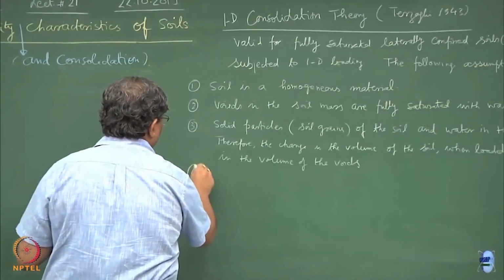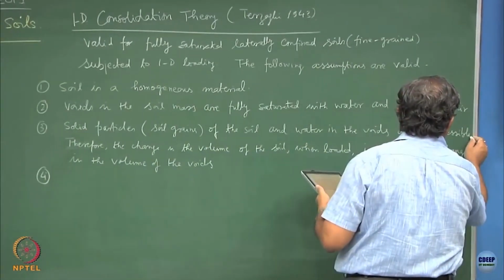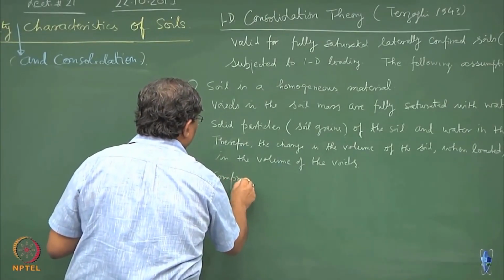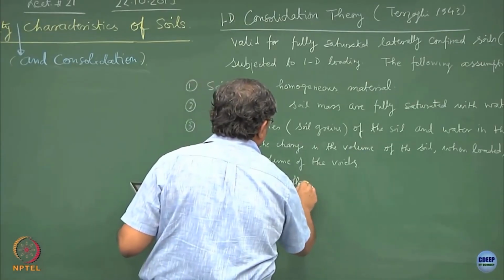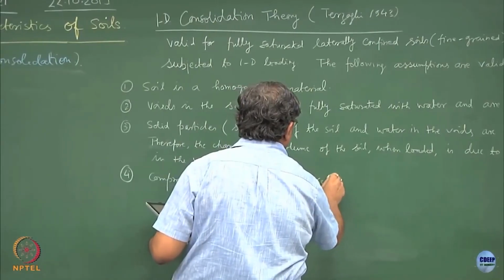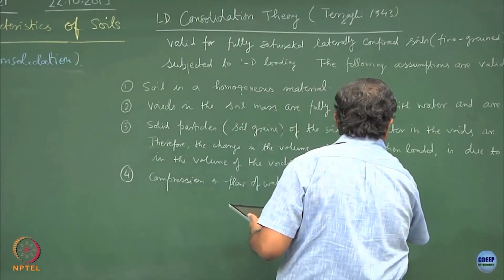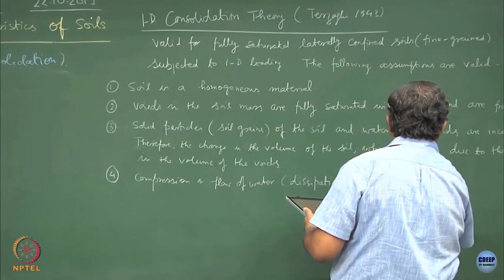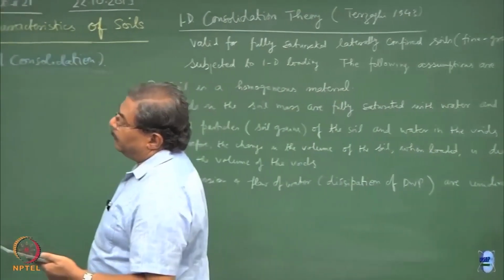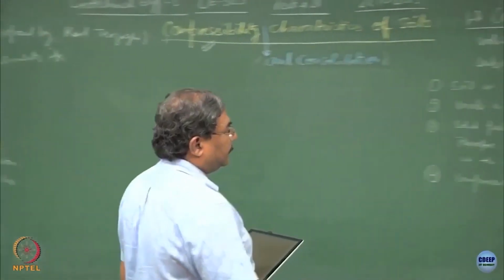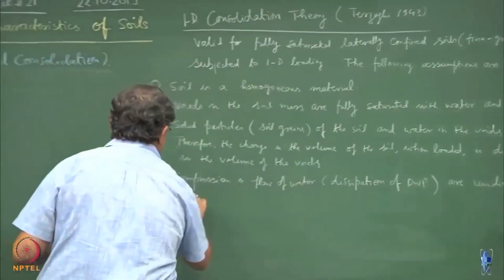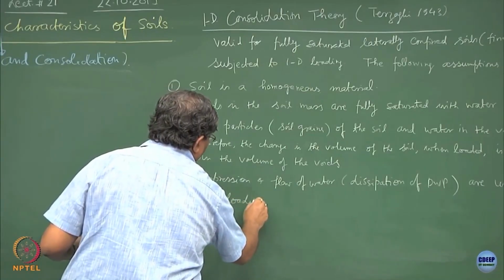Number 4, the compression and flow of water, now flow of water is basically dissipation of the pore pressures, are unidirectional, opposite to the direction of the application of the load or the stress, opposing the loading, alright.